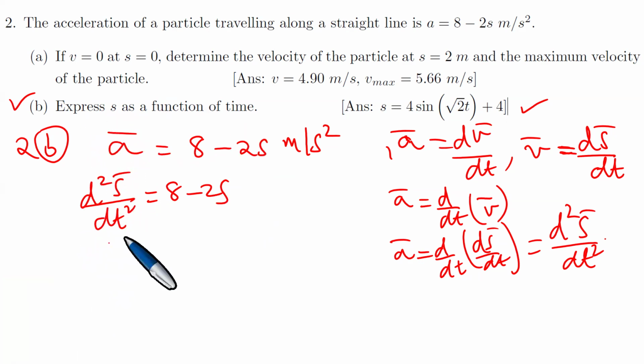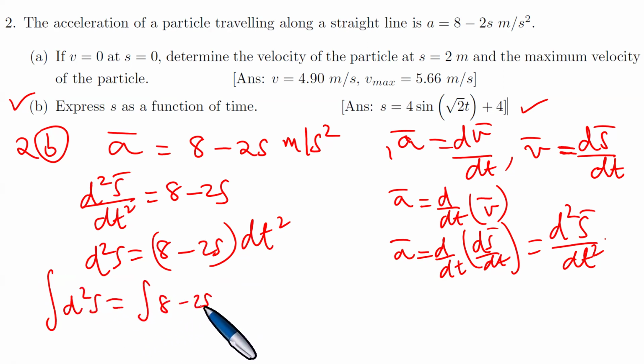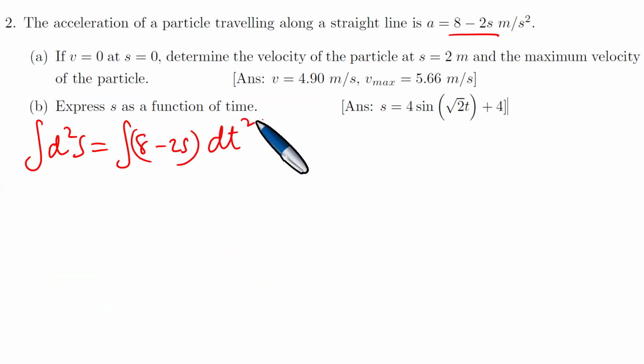We need to express s as a function of time. So we have s and time in this equation, so it must be possible to express s as a function of time. Meaning d squared s over dt squared is 8 minus twice s, so the integral of d squared s is the integral of 8 minus twice s dt squared.